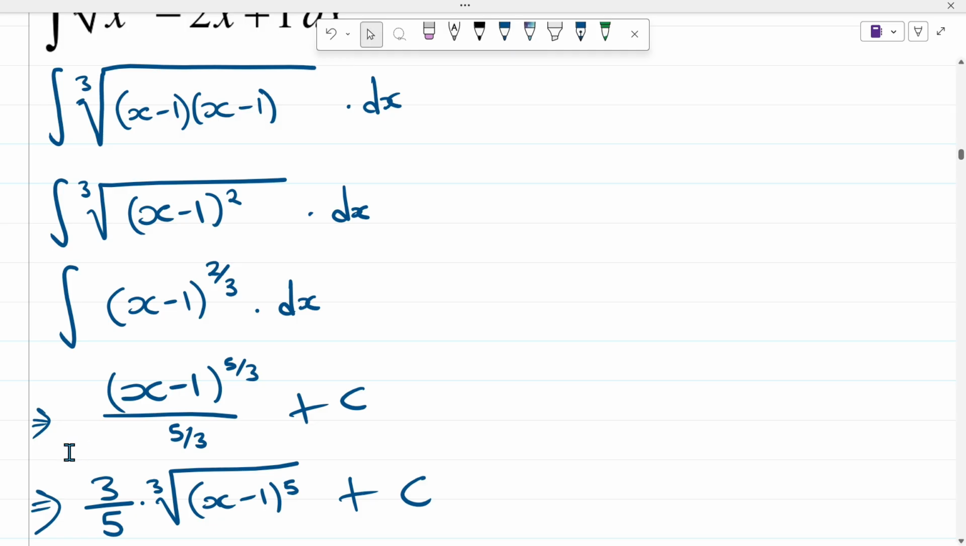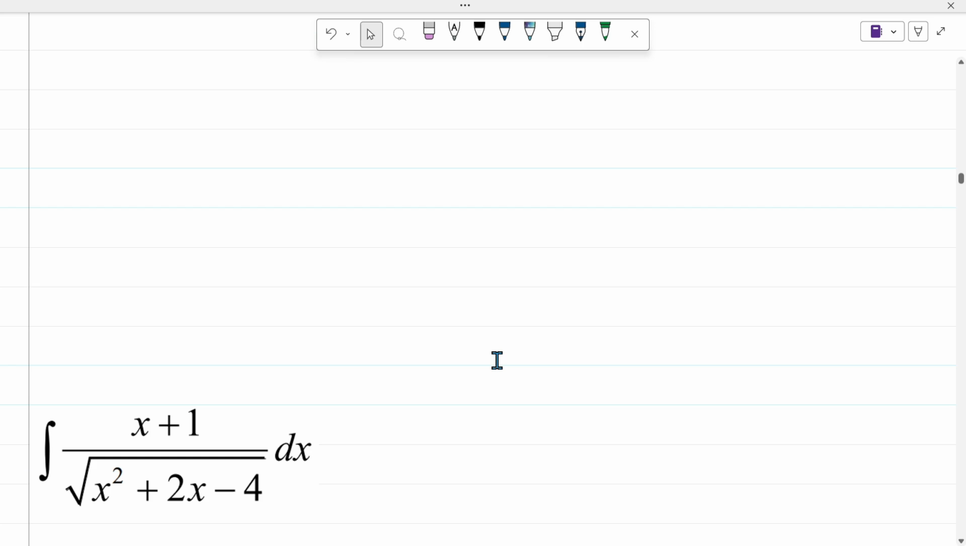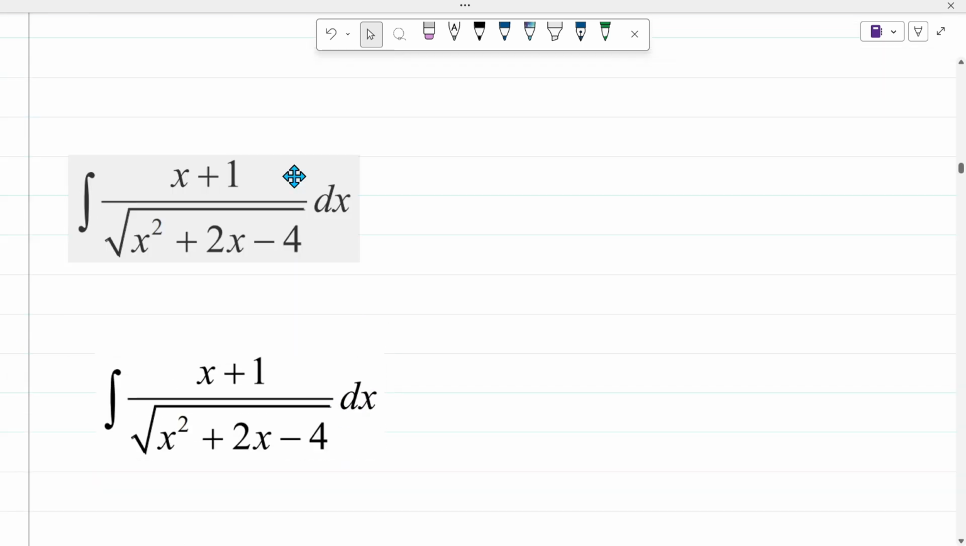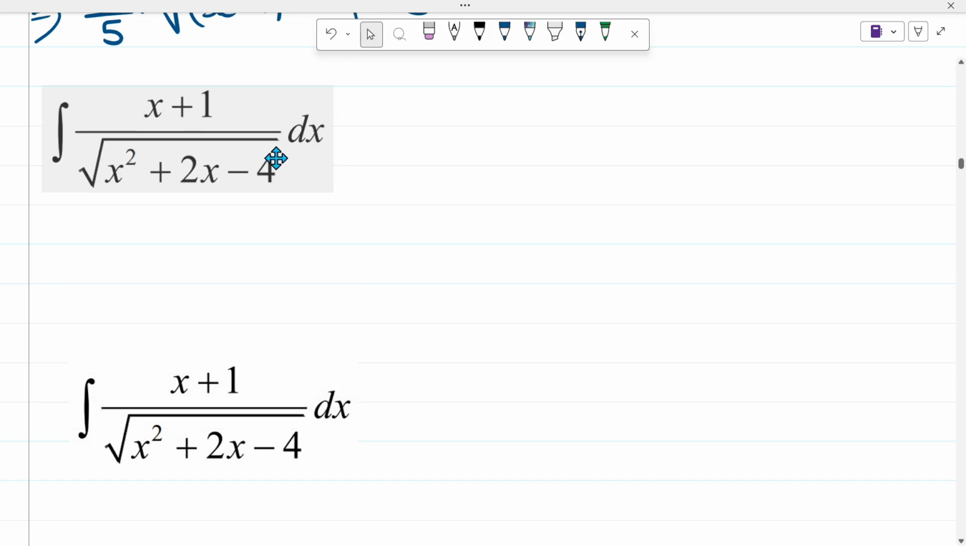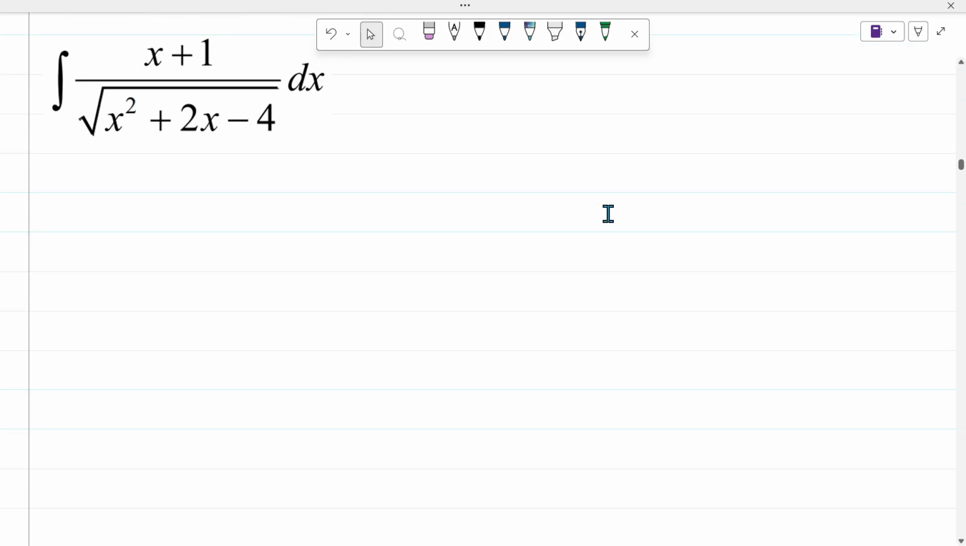So those are the few tricks that we use when doing different types of questions. Let's see if we can solve another one quickly. We do have another question here, which is x plus 1 divided by the square root of x squared plus 2x minus 4 dx.